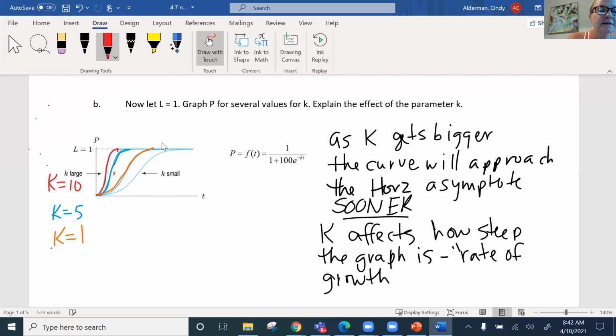Now, if you look at this value here, let's say some small number, and then if you look over here, t equals a bigger number. And remember, t is time. So if the k value changes, then it's going to change the steepness of the graph, and therefore it will change the rate of growth, or how fast it will reach capacity. Let's write that.